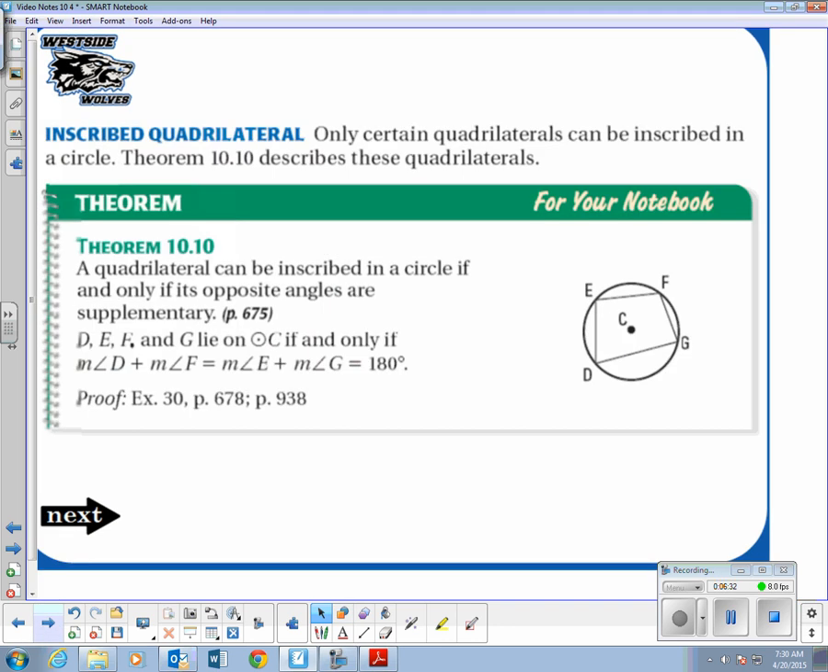Okay, and so for quadrilaterals, when you put a quadrilateral in a circle, it has a few properties, and so therefore we have theorem 10.10, which says a quadrilateral can be inscribed in a circle if and only if its opposite angles are supplementary. So opposite angles are supplementary. That means this angle right here, let's say it was 70 degrees, this would have to be 110. If this was, say, 60 degrees, this would have to be 120 degrees. So the opposite angles must be supplementary.